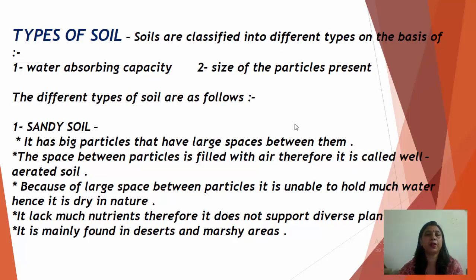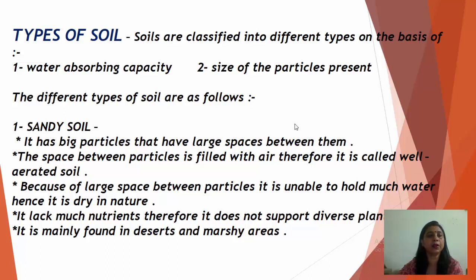Now the types of soil. Soils are classified into different types on the basis of water absorbing capacity and size of the particles present. And based on these, there are three types of soil: sandy soil, clayey soil, and loamy soil. And one more soil is there, that is silty soil.